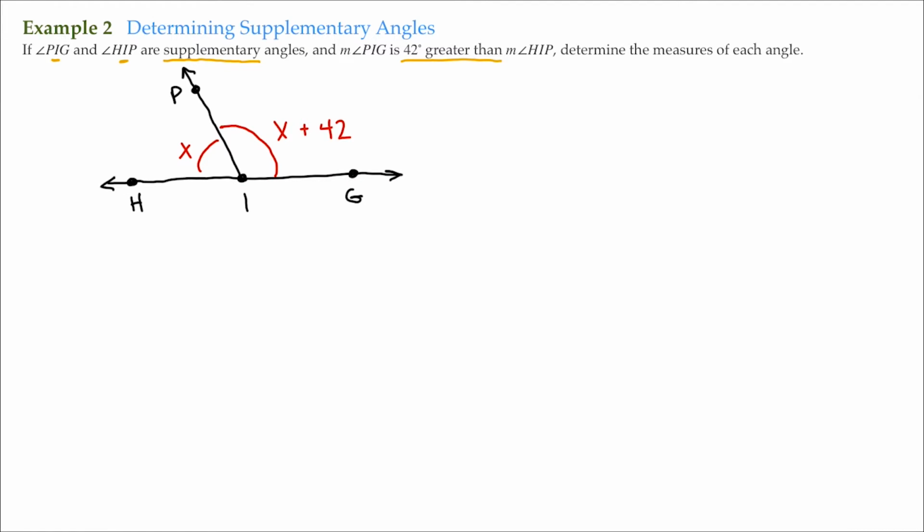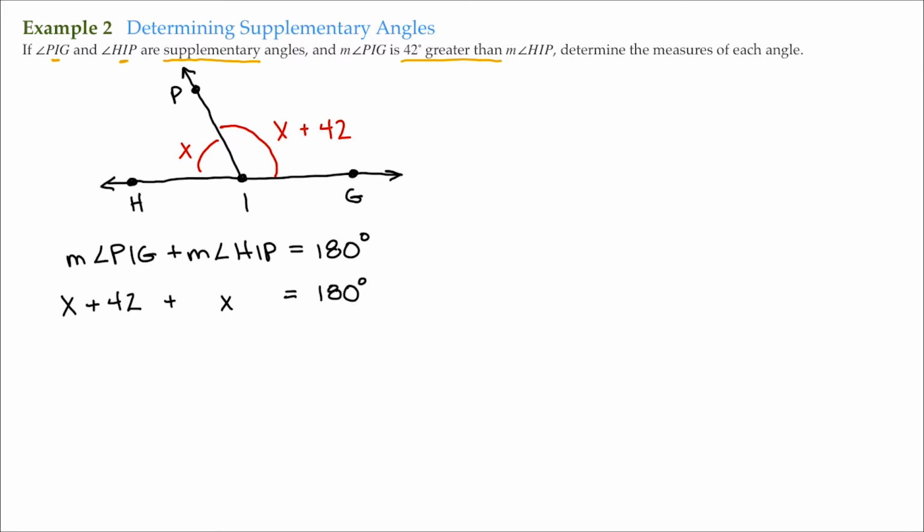So we'll do that algebraically. The measure of angle PIG, when I add that to the measure of angle HIP, is going to come out to be 180. We labeled the measure of angle PIG as X plus 42, so I'll put that in. And we labeled the measure of angle HIP as X. And of course, when I add the two together, it's going to equal 180 degrees.